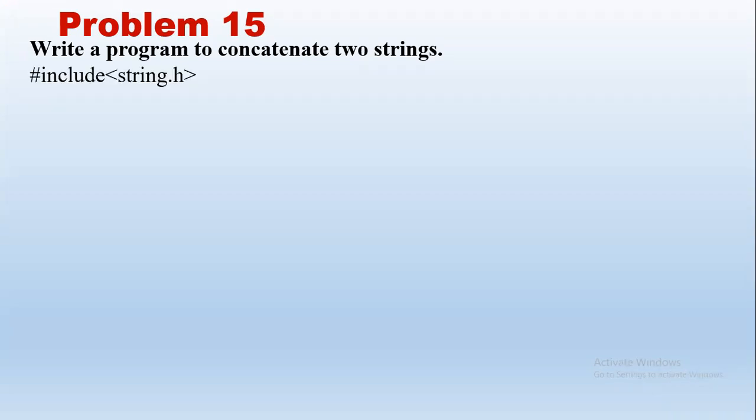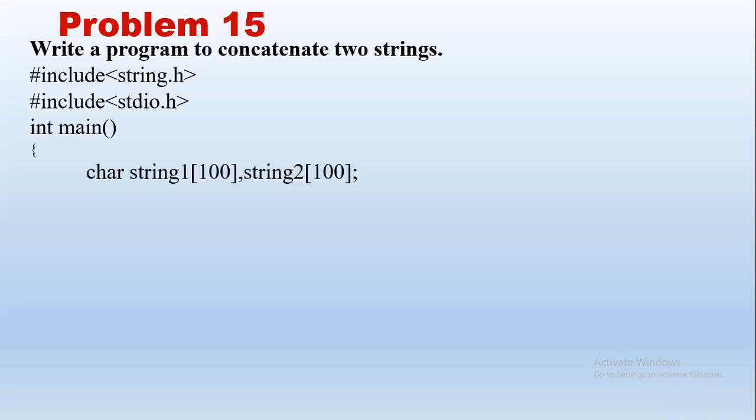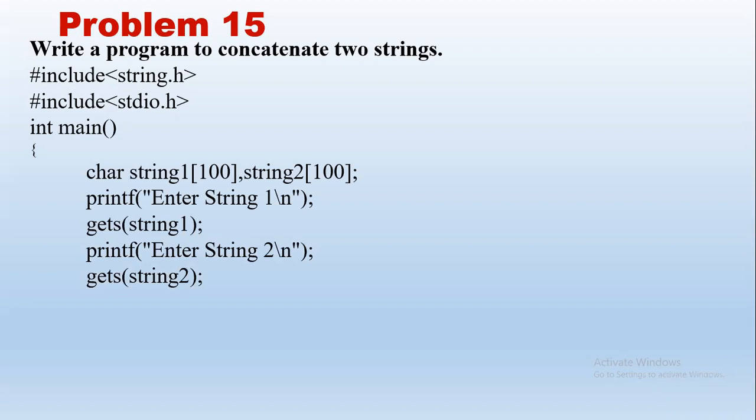So here we are including string.h, which is mandatory, and stdio.h also, and then declare the 2 strings which we need to concatenate, string 1 and string 2, for example. Here again any name may be given. Then take input for both the strings one by one. So take input for string 1, gets of string 1. Next we take input for string 2, gets of string 2.